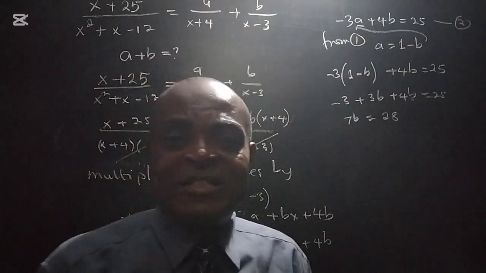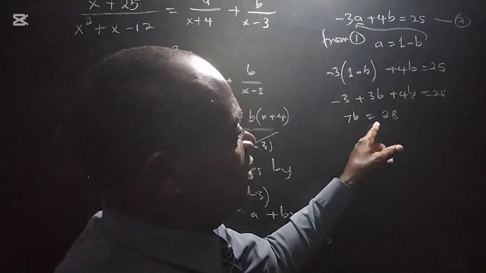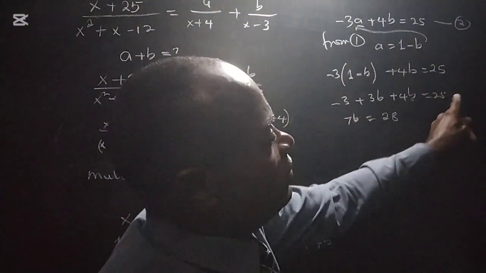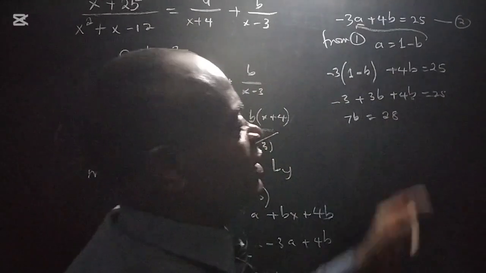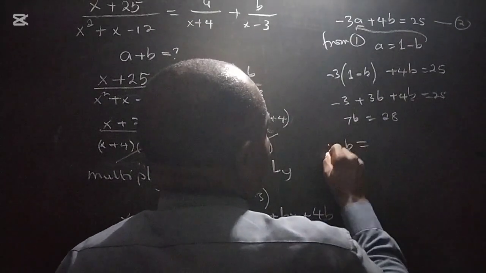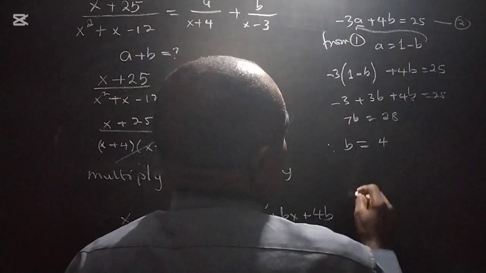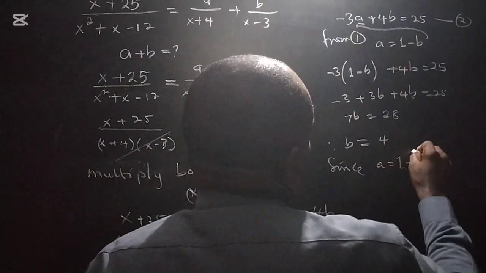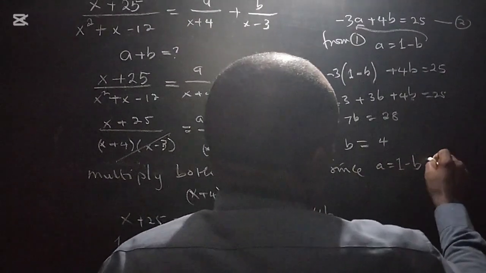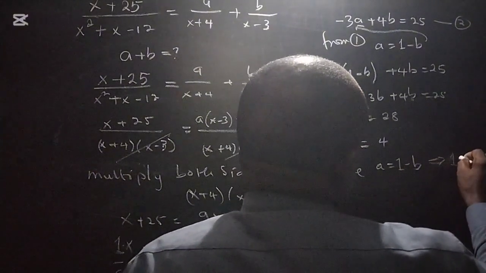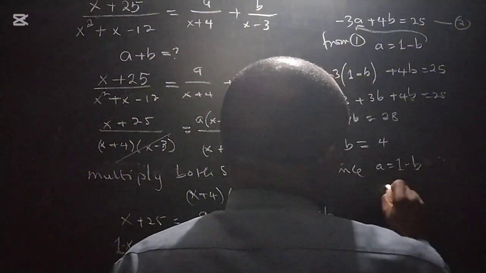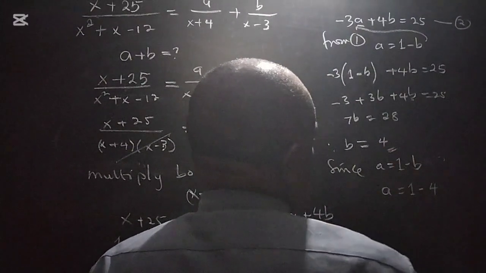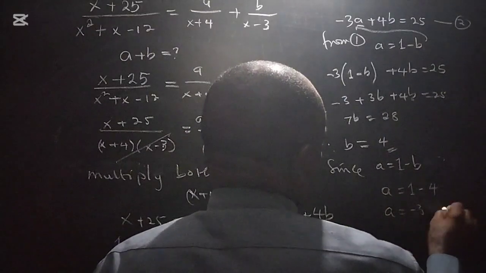So we have 7b is equal to 28 when we collect like terms together, because minus 3 taken to the other side becomes 25 plus 3, and that produces 28. So here our b is equal to 4. All right, so we now say, since a equals 1 minus b, what it simply means is that we have our a is equal to 1 take away 4, since b is already 4 from here. And so our a is equal to minus 3.